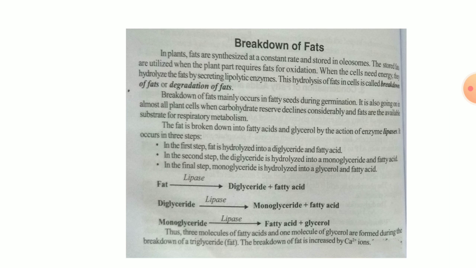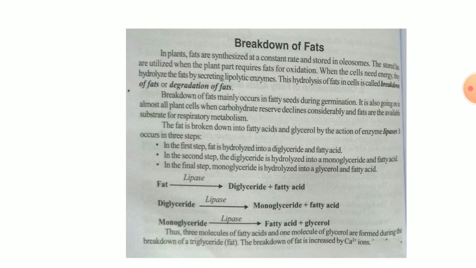Breakdown of fats mainly occurs during germination of fatty seeds. It is also going on in almost all plant cells when the carbohydrate reserve declines and fats are the available substrate for respiratory metabolism. We can say the fat is broken down into fatty acids and glycerol with the help of the enzyme lipase.